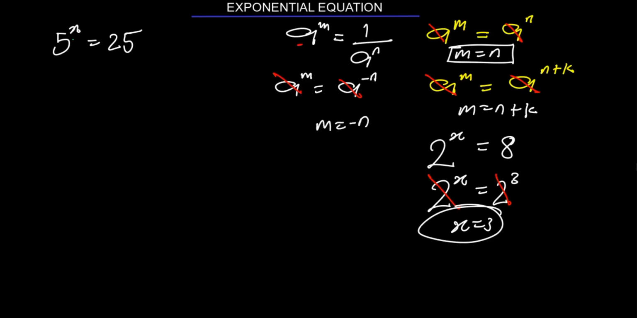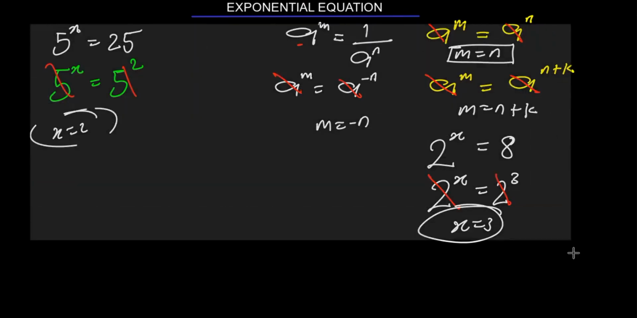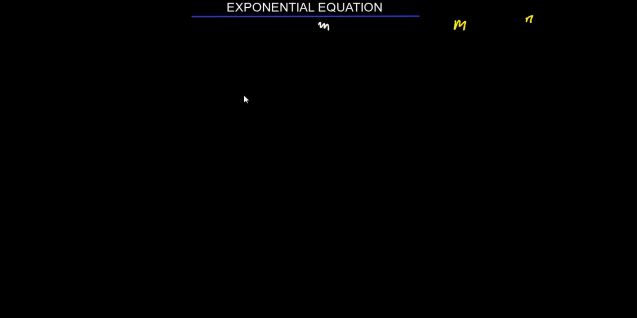Similarly, I can write 5 to the power of x equal to 25 as 5 to the power of x equal to 5 to the power of 2. Then the exponents can be equated. Therefore, x will be equal to 2. That is the basic concept of solving exponential equations. Now, since we know this, let's go ahead and solve some challenging problems.